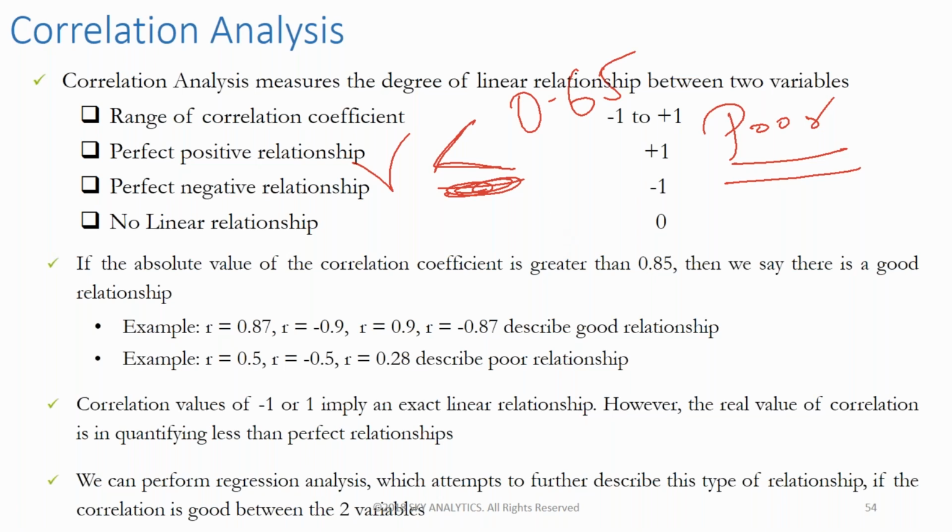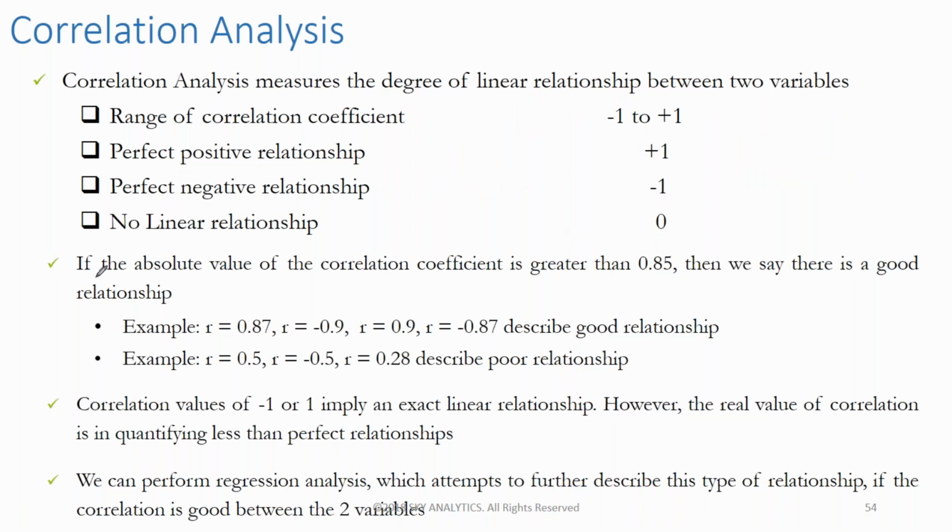Now you can see here, whatever I've explained, everything is written. If the absolute value of the correlation coefficient is greater than 0.85, then we can say that there is a good relationship or strong relationship. Example here I've written. I'm talking only about good or strong or poor or moderate. See, I'm talking about your absolute value. Absolute value means I'm talking only with respect to 0.85 and not about plus or minus here. You should understand this. Absolute value means I'm not talking with respect to negative. I'm just talking about this value.